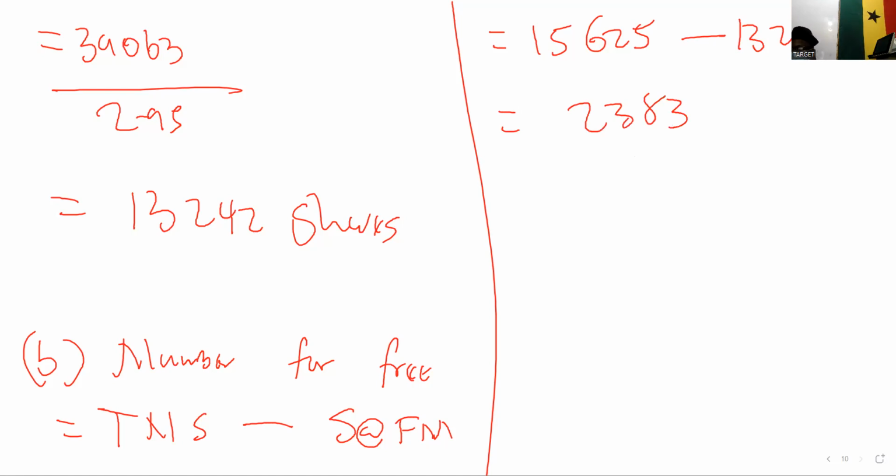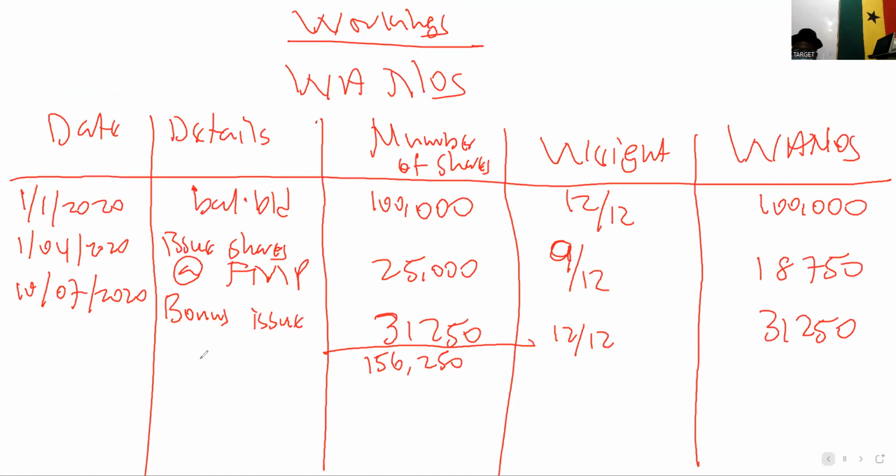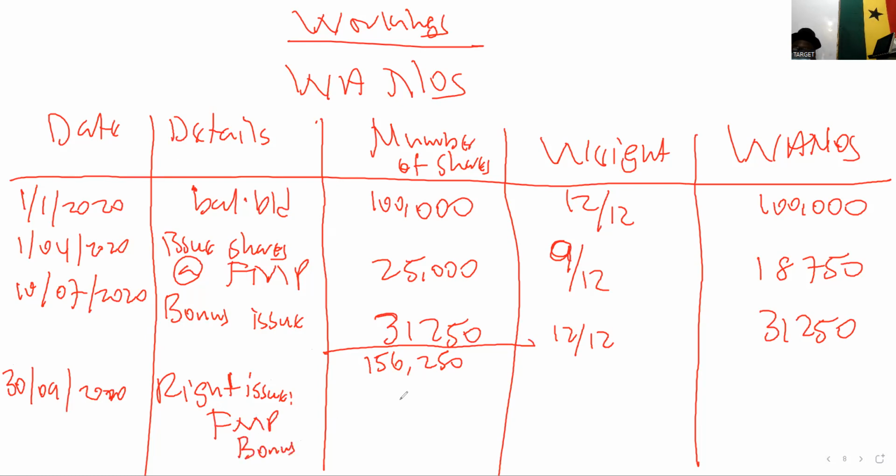So now let's arrange this in our nice table. The third example, on 30th September 2020, rights issue. Just write here rights issue, and do it like this. The one at full market price, and then the bonus. Just demarcate them here. 13,242 full market price. Bonus is 2383.